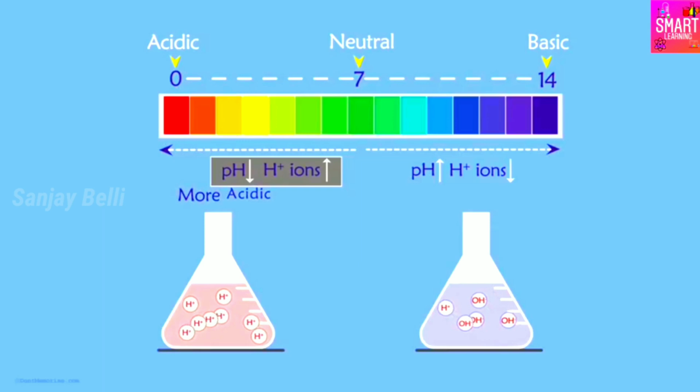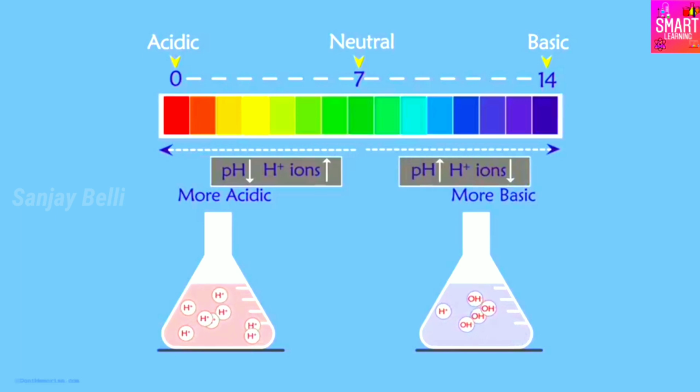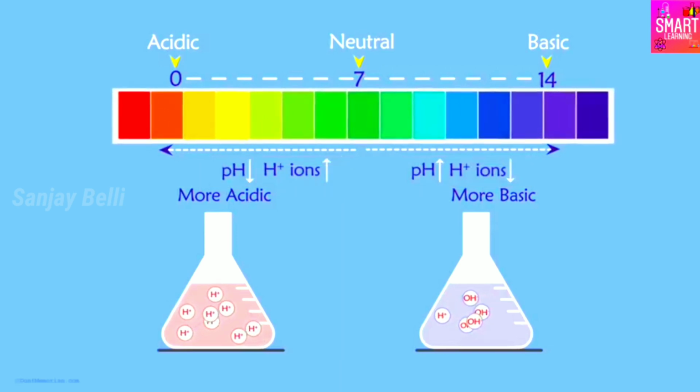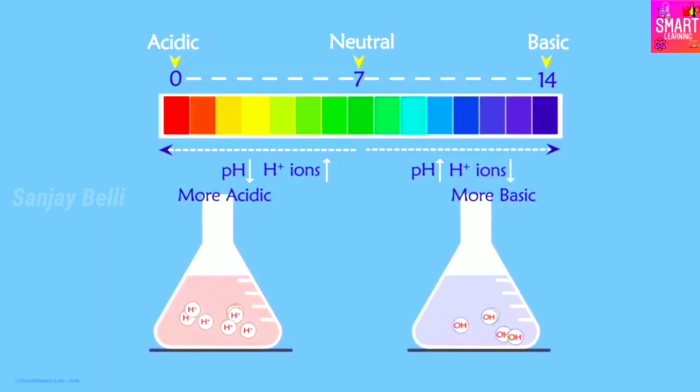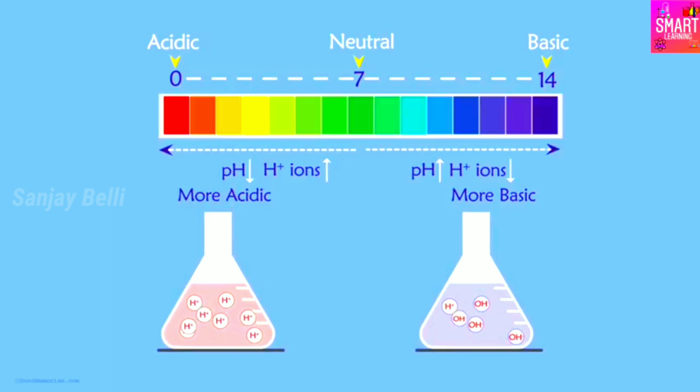So the acidic nature increases as we go towards the left, and a basic solution has a lower concentration of H plus ions. The basic nature increases as we go towards the right. So this pH scale is a very general way to understand how strong an acid or a base is. Let's take a very basic test to check if you have understood the concept of the pH scale.